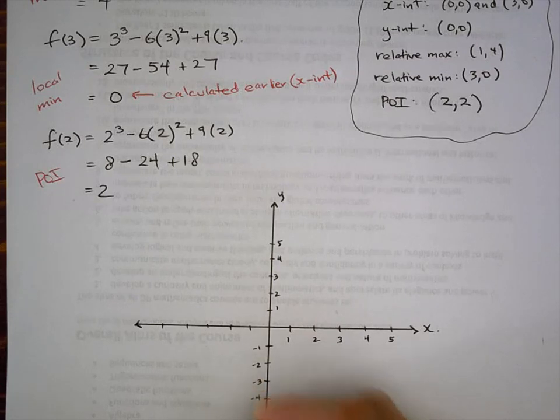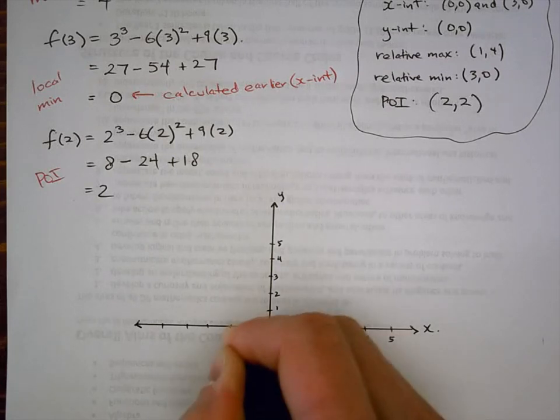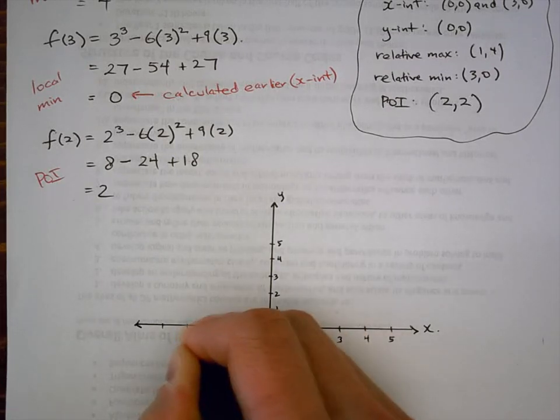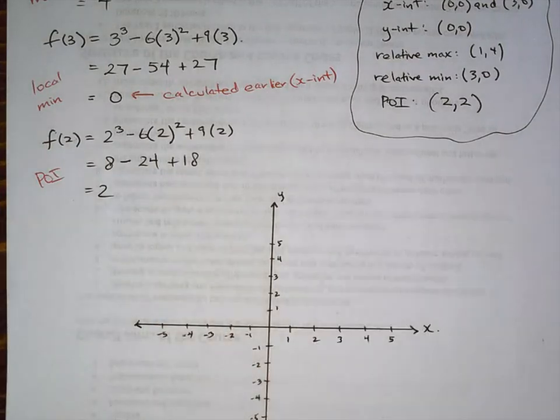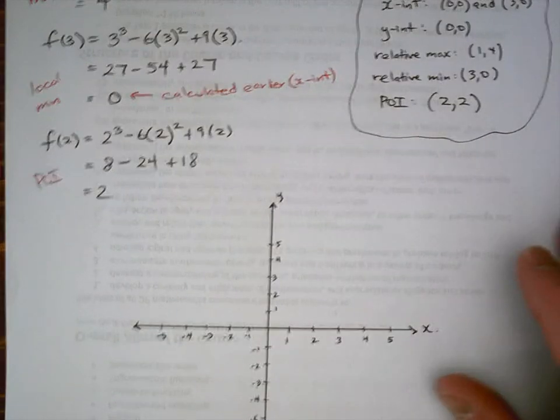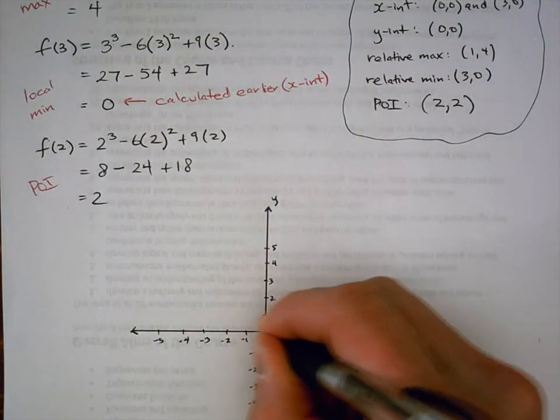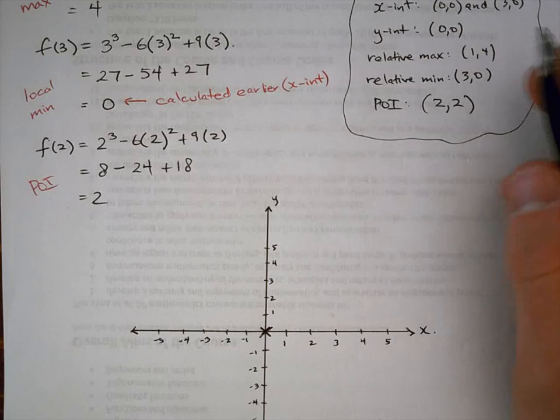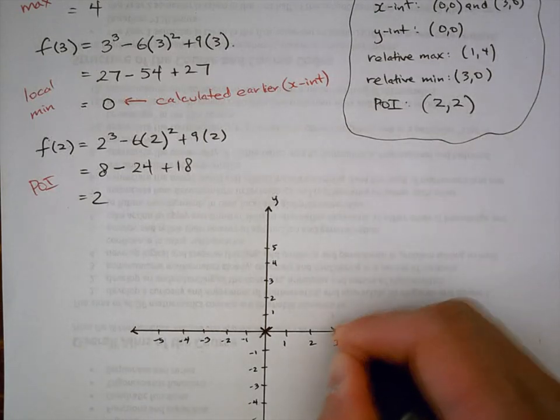Where he's labeling every point. Okay, alright, so let's start putting all these points on. So first of all, we have an X-intercept at 0, 0. We have another one at 3, 0. Great, we're off to the races.